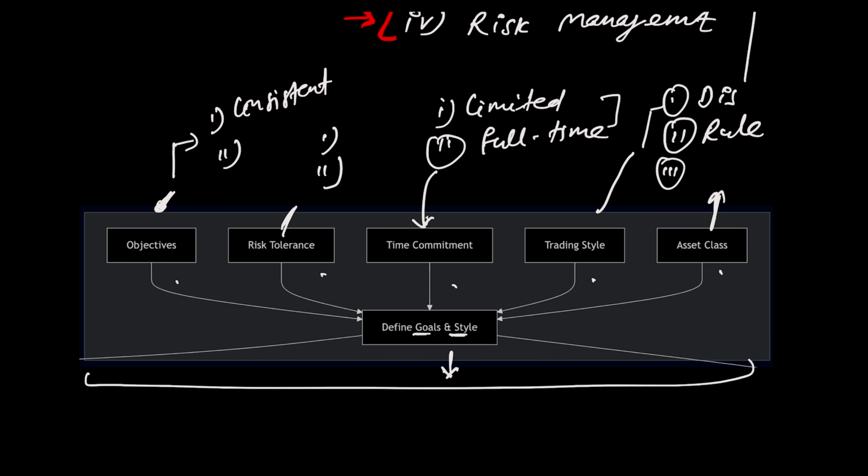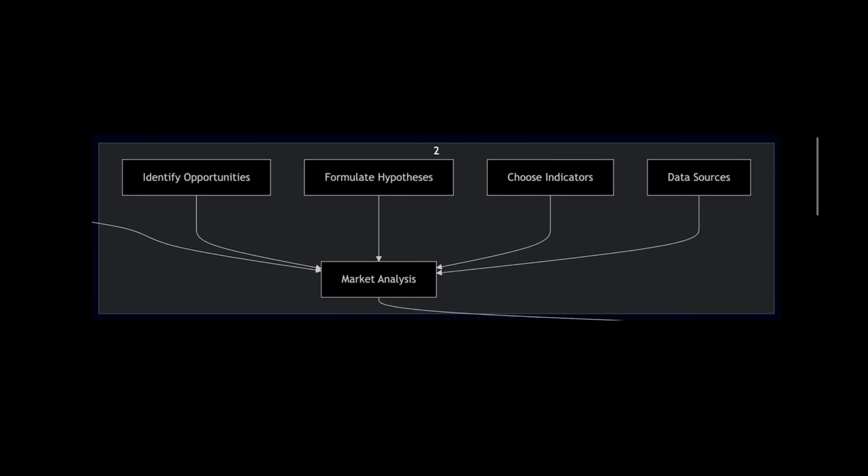So now we have the second aspect, which is market analysis. In the market analysis, we have to identify opportunities, right? We have to research the historical data to identify patterns and potential trading edges. For example, you have noticed technology stocks tend to outperform the market after positive earnings announcements. So you have to detect all those patterns. So you have to identify the opportunities.